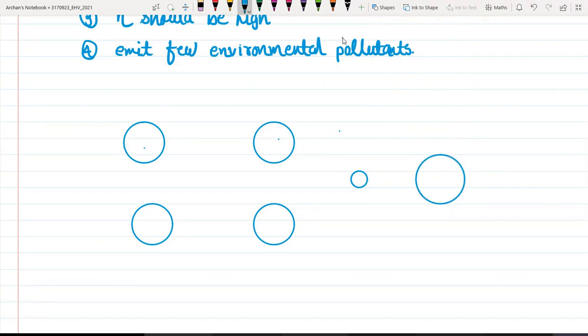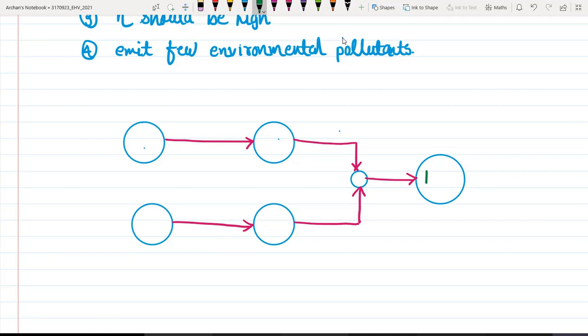Okay, so here is my first drivetrain. Then it will combine over here, and this is our second drivetrain. And then it is given to the load. Okay, so here is our load.